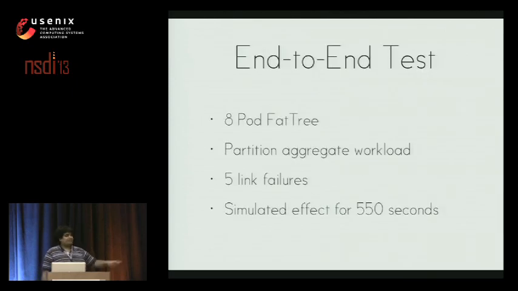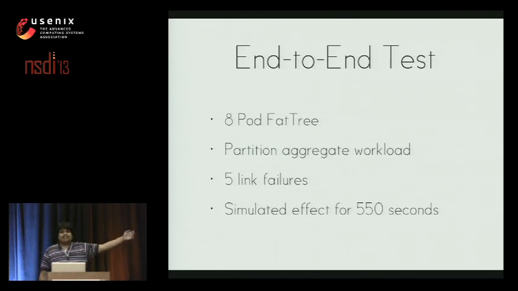So we start with the part where DDC is useful in networks which already have high resilience. We use an 8-pod fat tree, which is a pretty common data center topology, and we use a partition aggregate workload, which is common for interactive, front-end facing data centers. And we simulate 5 link failures for 550 seconds.